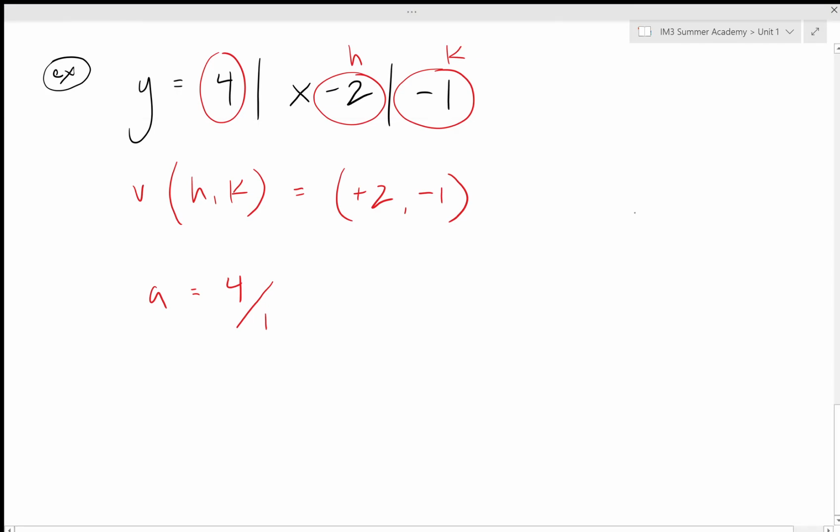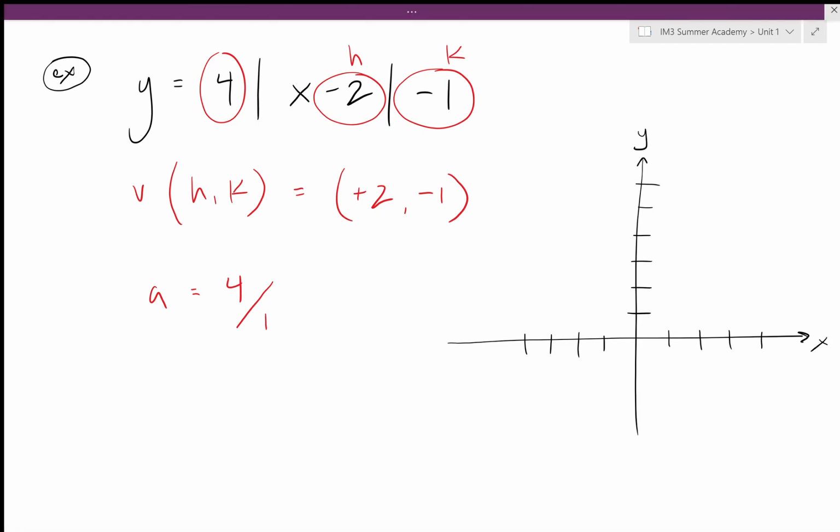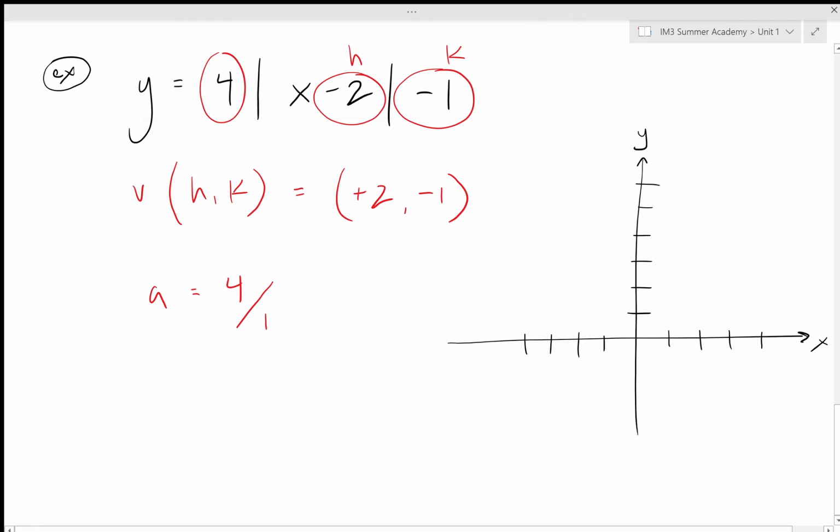So we're getting a little bit better with these. We're going a little bit faster. So we can see how this is going to look on the graph. All right, so my starting point again, positive 2, negative 1. So 2 to the right, 1 down. Right there's my vertex.